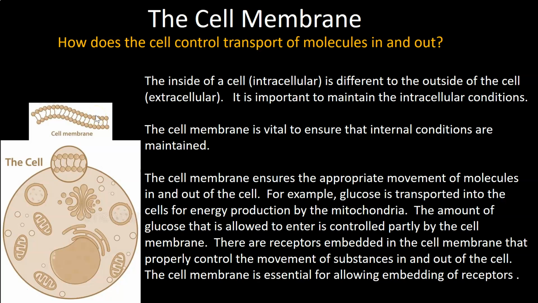There are hundreds and hundreds of others, and each one has its own function to allow transport in and out. So the cell membrane is actually important in allowing the embedding of these receptors, which then allow movement of substances in and out of the cell. That's one of the main functions of the cell membrane: to control transport of molecules coming in and out of the cell.